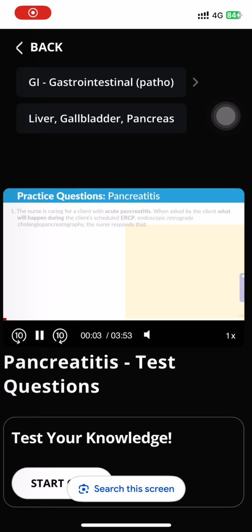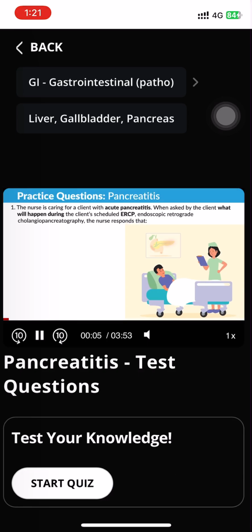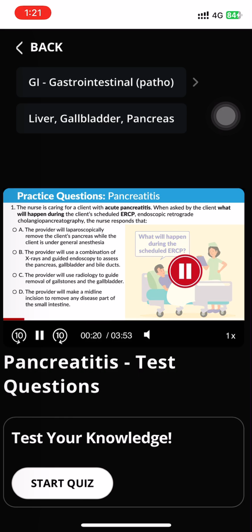Pancreatitis. Question number 1. The nurse is caring for a client with acute pancreatitis. When asked by the client what will be happening during the client's scheduled ERCP, endoscopic retrograde cholangiopancreatography, the nurse responds that... Go ahead and pause your screen and try your best to answer this question in about 60 seconds or less.